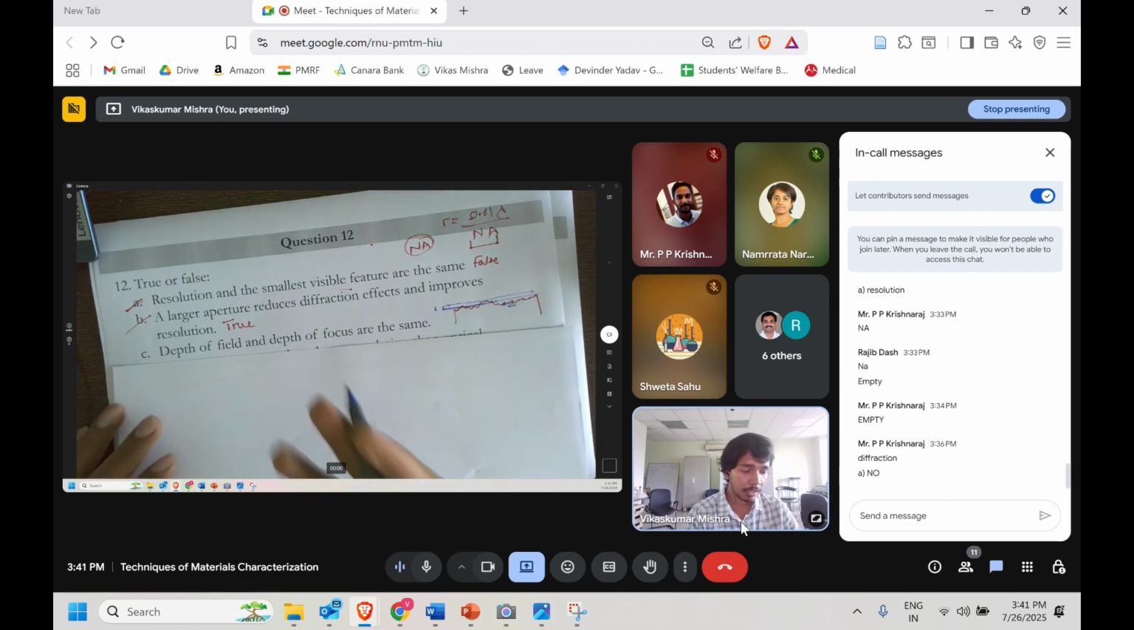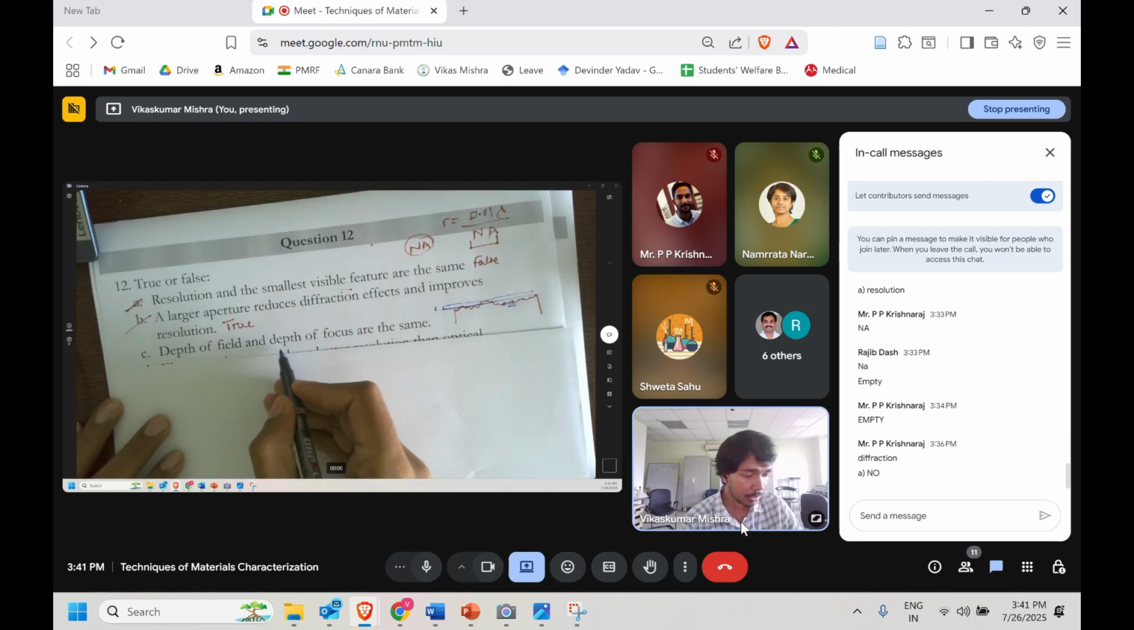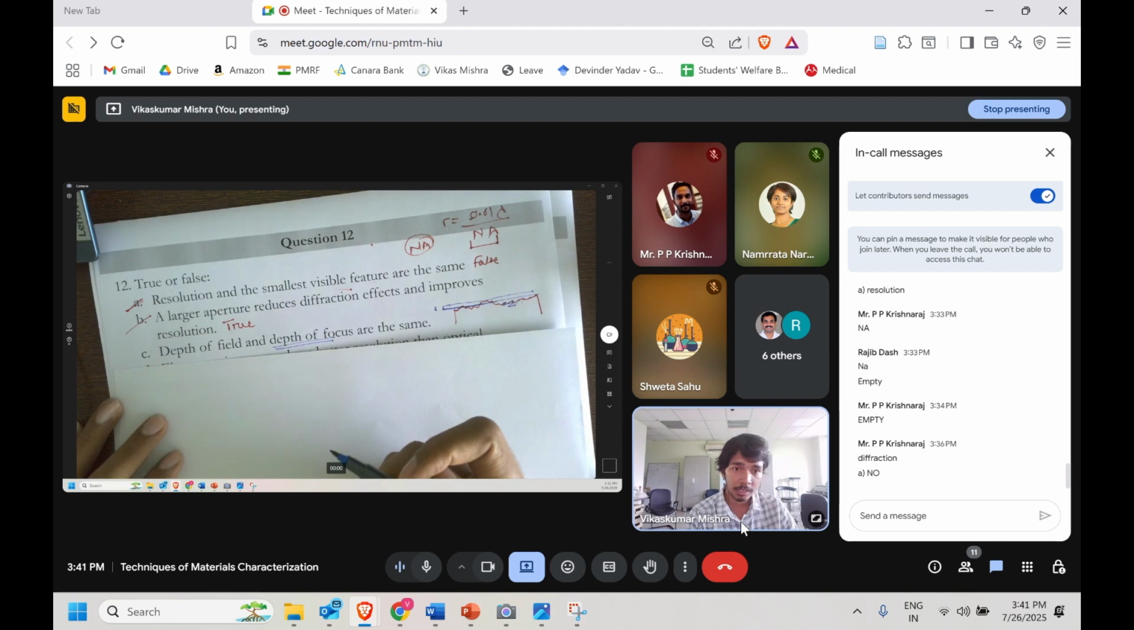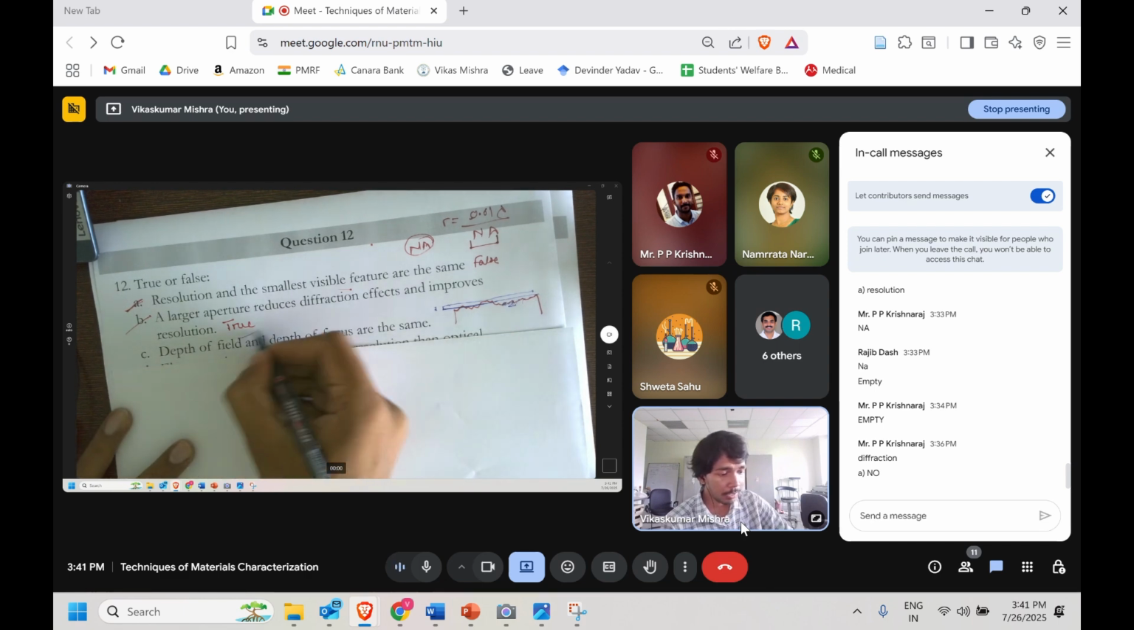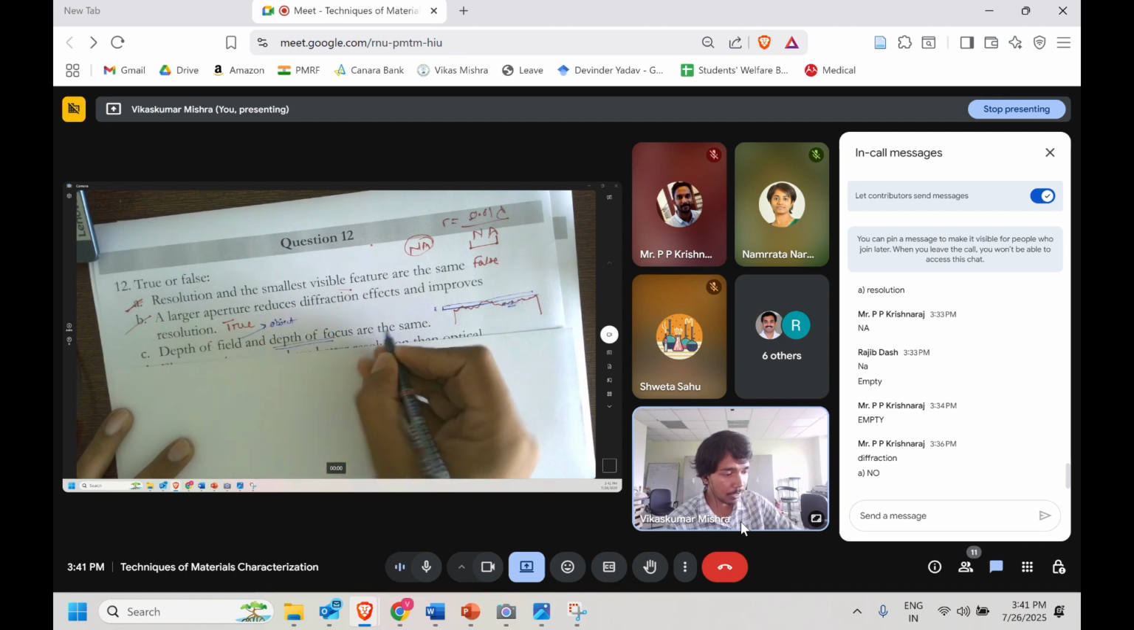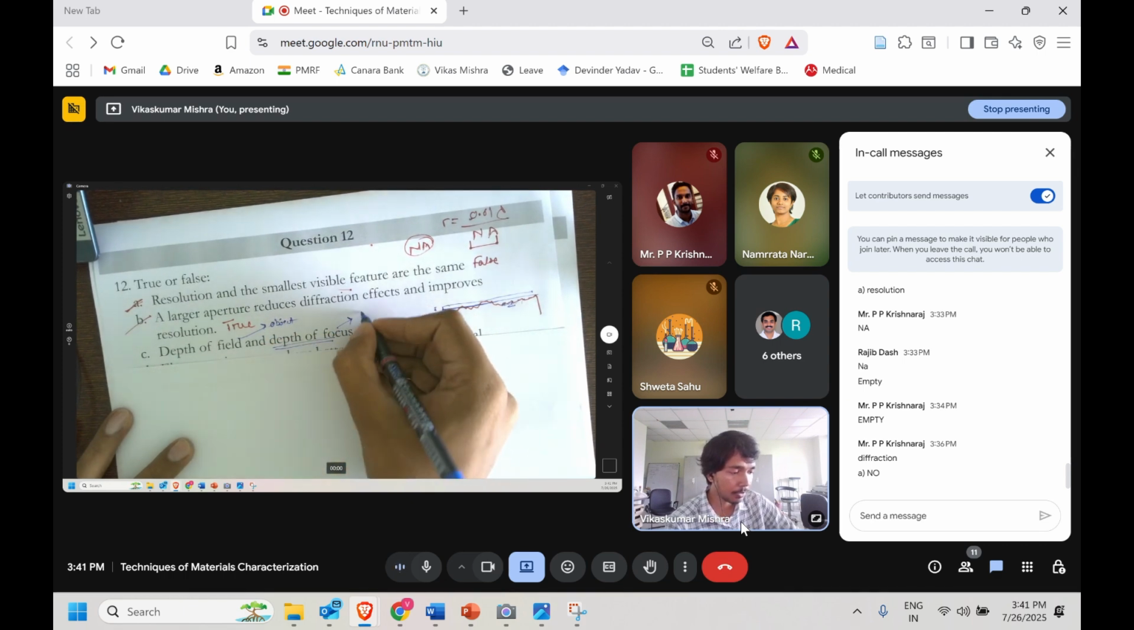Well, the depth of focus is with respect to the image, where the image is formed. The depth of focus is always higher than the depth of field. So depth of field is related with the object, the specimen, and depth of focus is related with the image.